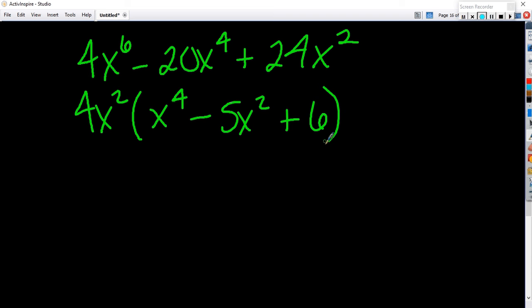All right, now take a look, because I took that out as the GCF, right? Each one of these coefficients can be divided by 4. If you were in the box and going over, what would the GCF of 4, 20, and 24 be? It'd be 4, but then you also have to take the most number of x's away from all of them that you can. So what's the most number of x's you can take?